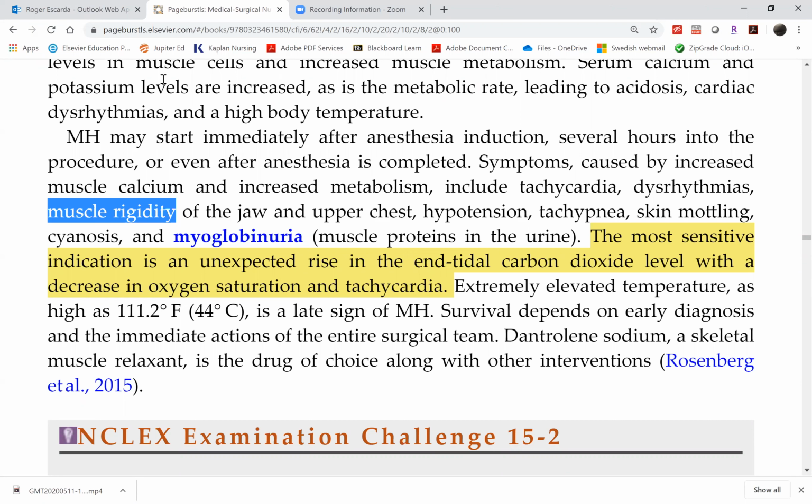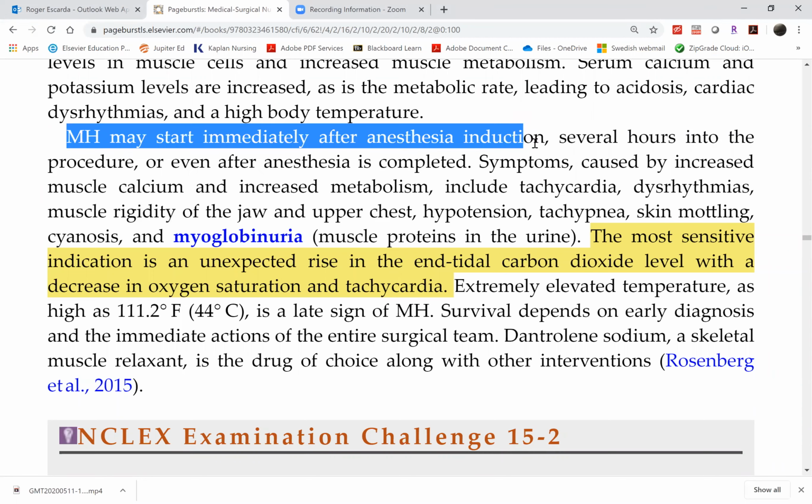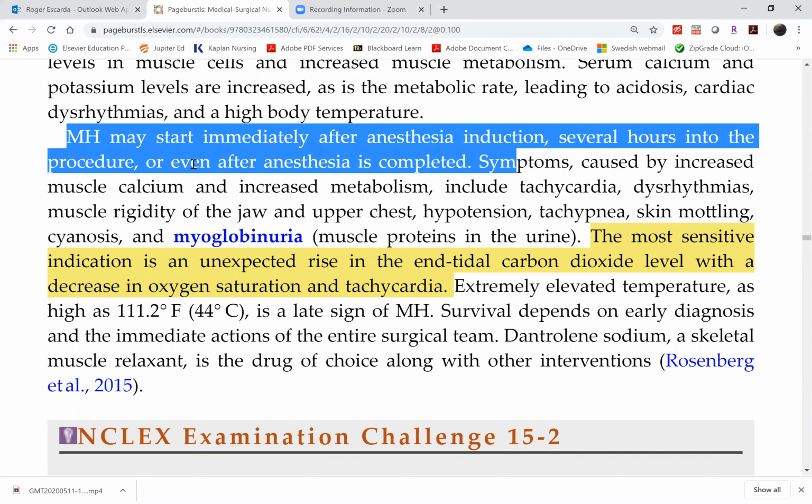However, this thing can occur at any time. It doesn't just start right at the beginning of induction of anesthesia. It can also occur anytime during surgery, even up to the post-op period. Even after surgery, there's still a possibility that this will develop. So this is right here. MH may start immediately after anesthesia induction, several hours into the procedure, or even after anesthesia is completed. So we have no idea when this can possibly occur.